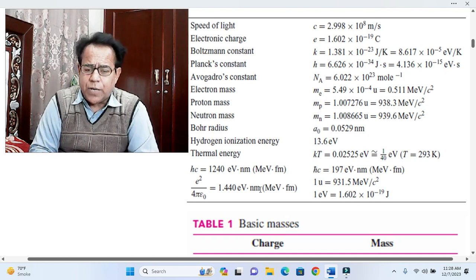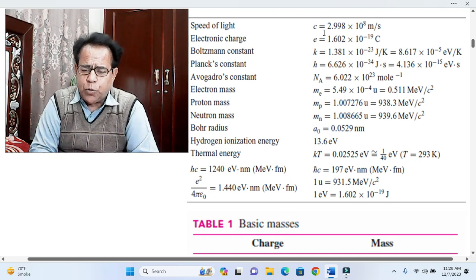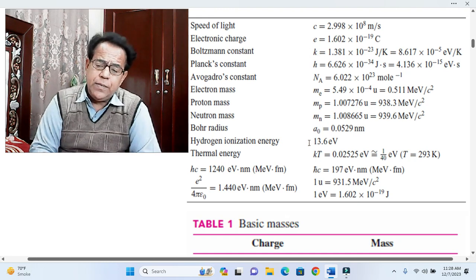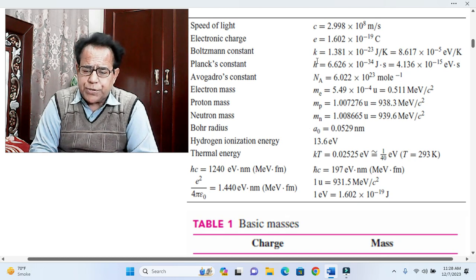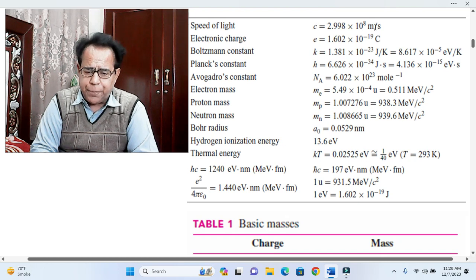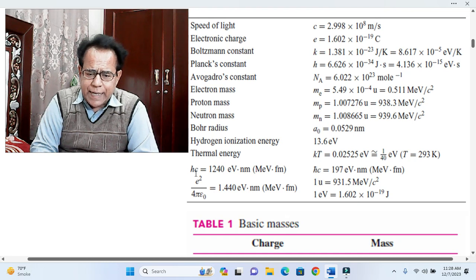From this table we will use the value of the speed of light c, and the electronic charge e. Anyhow, we first come towards Planck's constant. The value of Planck's constant h is given at serial number 4 and the speed of light c at serial number 1. Similarly, the combined value of hc is given in the second last row: hc equals 1240 electron volt nanometer, or million electron volt femtometer.